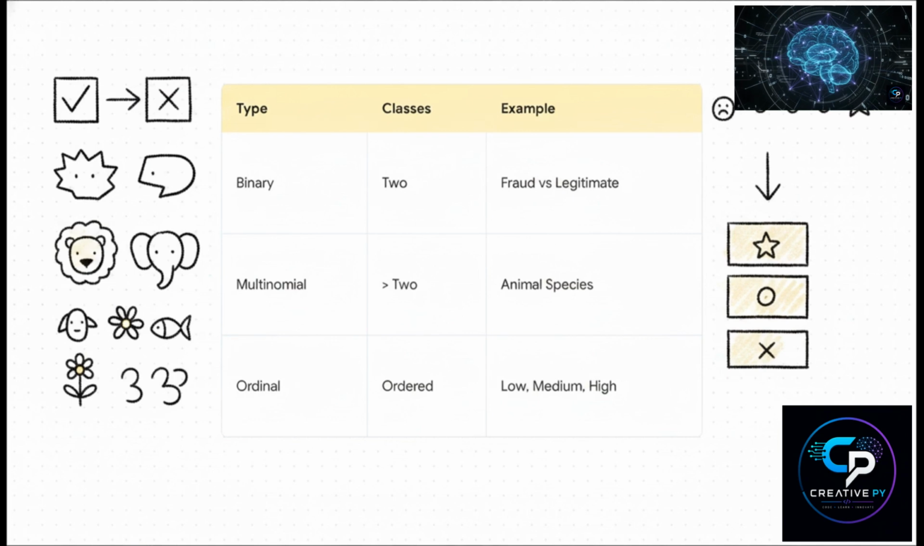But then we have multinomial. We use this when there are more than 2 categories without any inherent order, like predicting different animal species or identifying handwritten numbers. And finally, there's ordinal logistic regression. You'd use this when you have multiple categories that do have a natural specific order to them, like predicting if a product's overall quality is low, medium, or high.